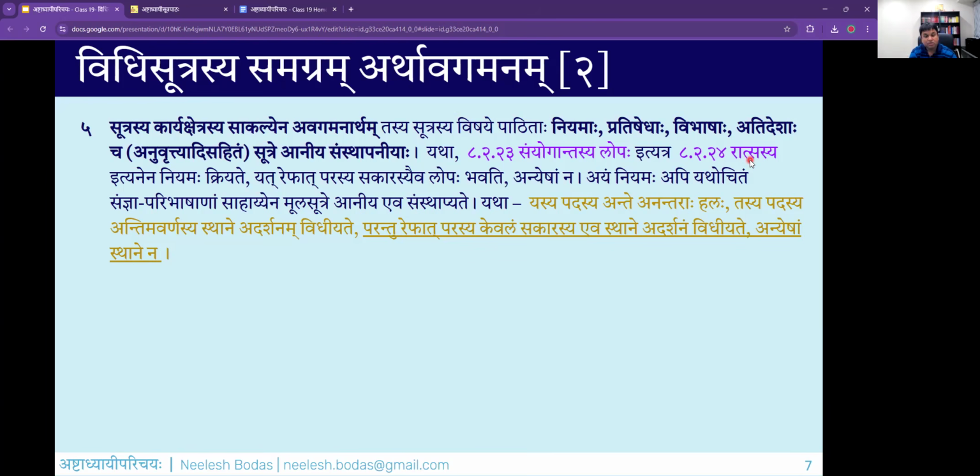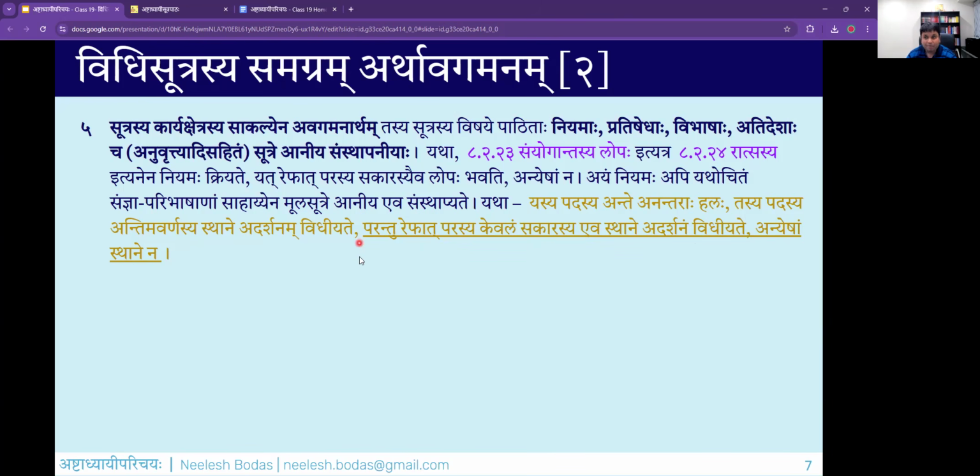You need to take this Niyama Sutra, separately process it by adding anuvrittis, adhikaras, apakarshas, samya, paribhasha, and so on. So Ratsasyeti Niyamaha यथोचितं संज्ञा परिभाषाणां साहाय्येन मूलसूत्रे आनीय संस्थाप्यते, and then the result will be यस्य पदस्य अन्ते अनन्तराः हलः तस्य पदस्य अन्तिमवर्णस्य स्थाने अदर्शनं विधीयते, परन्तु रेफात् परस्य केवलं सकारस्य एव स्थाने अदर्शनं विधीयते, अन्येषां स्थाने न.